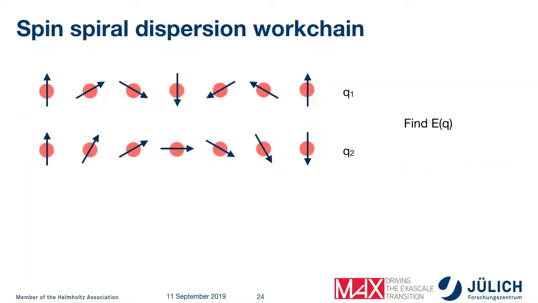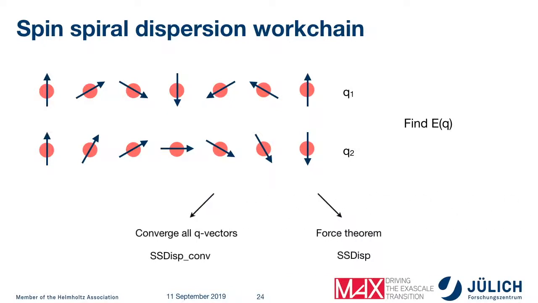The other example is the spin spiral dispersion workflow. Did you do it yesterday? Did you? Yeah, great. So, as you know, each structure has different energies for different Q vectors, and it's a common task for our institute not to study the difference in energies between two structures, but to study the dispersion over the full Brillouin zone. And it's pretty similar to the magnetic anisotropy energy and equation of states.